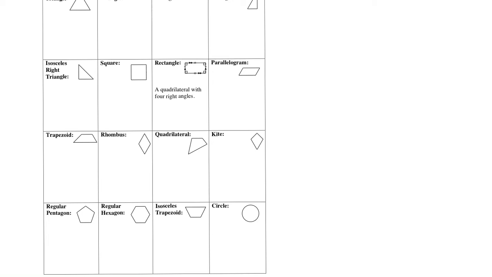Hi, everybody. I'm going to take a little time to go over this shapes toolkit. It helps us understand the different shapes we're going to be working with. A couple things to think about as we get going is these are two-dimensional shapes.